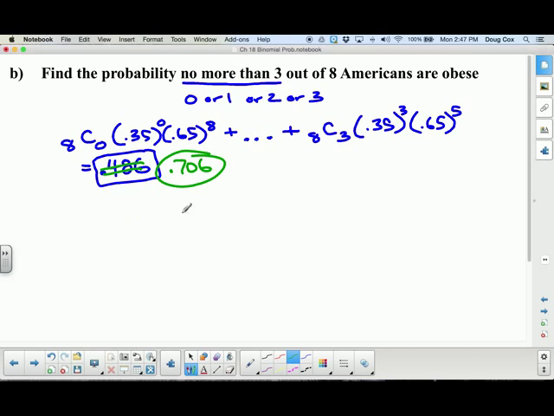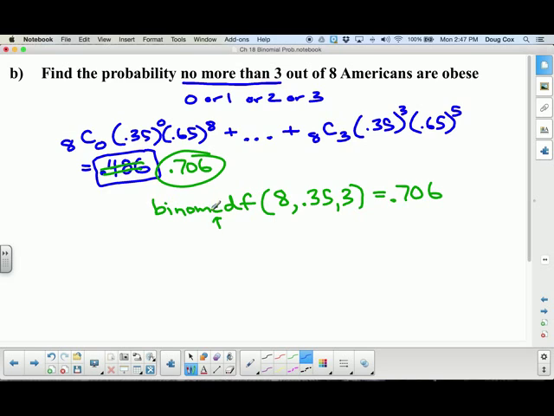Now there's another way you can do this, and you can also use binomial, and it's called binomcdf instead of binompdf. So it's cumulative instead of precisely, and it's very similar to binompdf. We're looking at 8 people altogether this time, see how it's out of 8. Chance of being obese is 0.35, and we want to know up through 3. And if you do that, you actually get an answer also of 0.706.